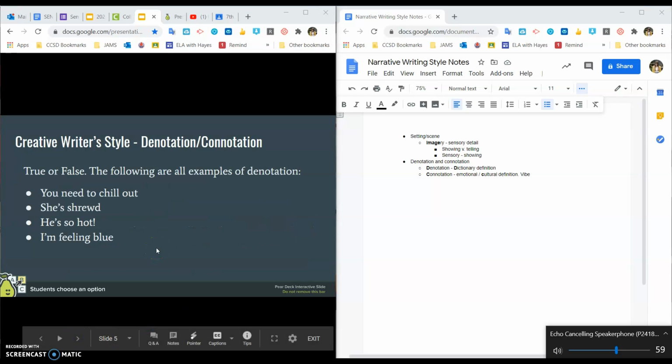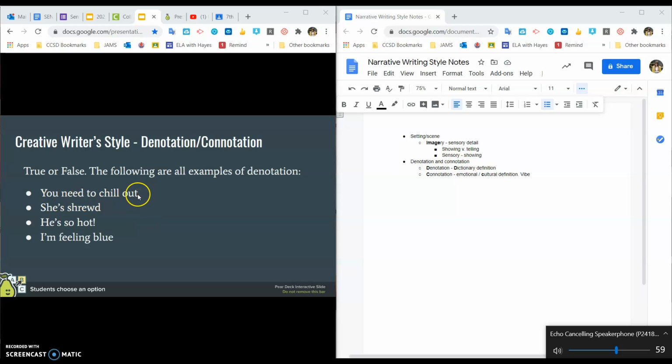So let's look at these. You need to chill out. That's connotation. You're not asking someone to put themselves in the fridge. You're telling them to calm down. The dictionary is not going to tell you that. So the denotation is not going to tell you that. The connotation lets us know what we mean here.